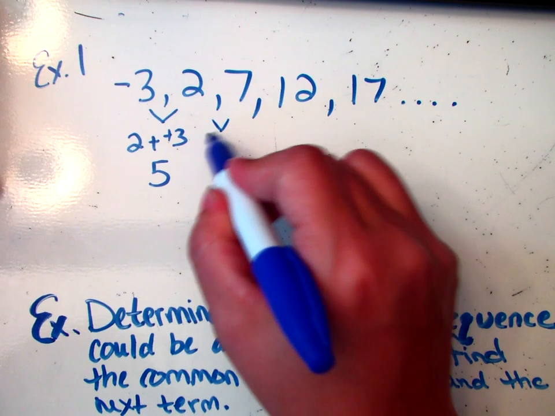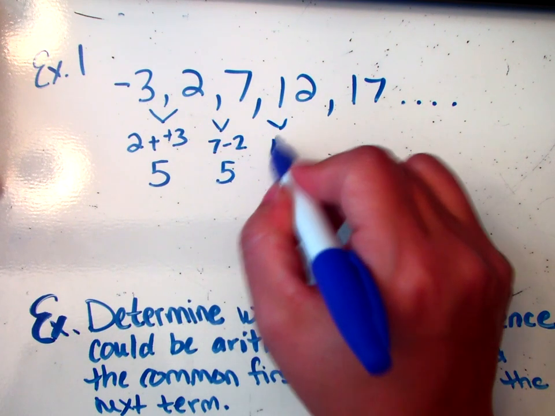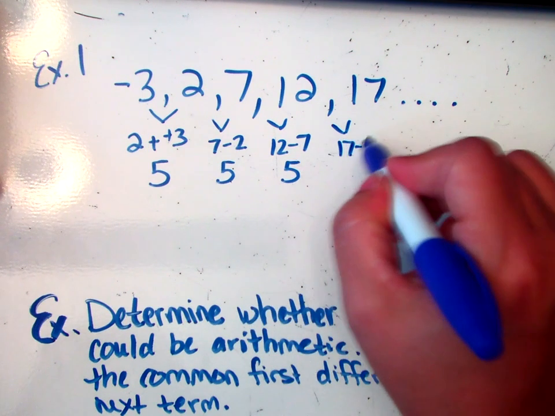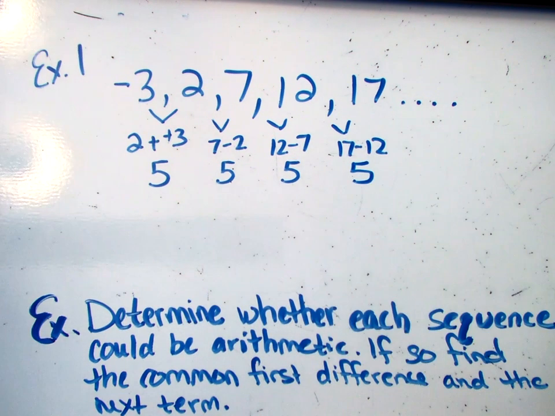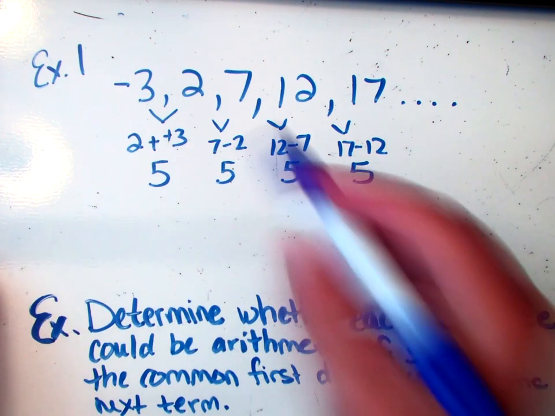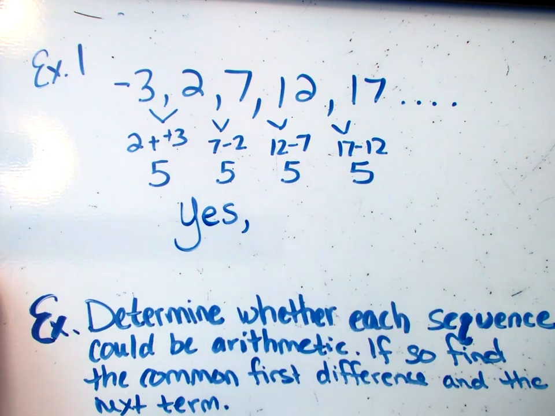So here I have 7 minus 2. I get 5. Here, 12 minus 7, I get 5. 17 minus 12, I get 5. Okay, so we know it's arithmetic because the first differences are all identical. So for this problem, we would say yes, it is arithmetic.